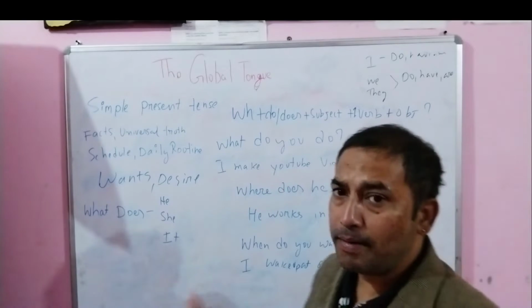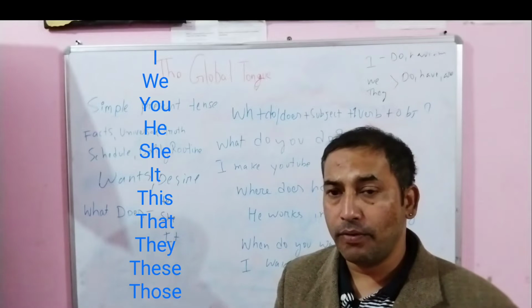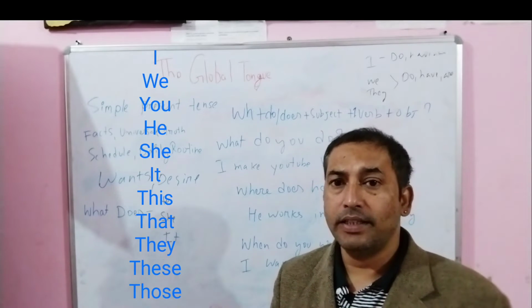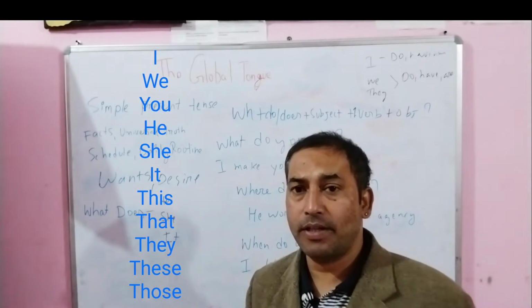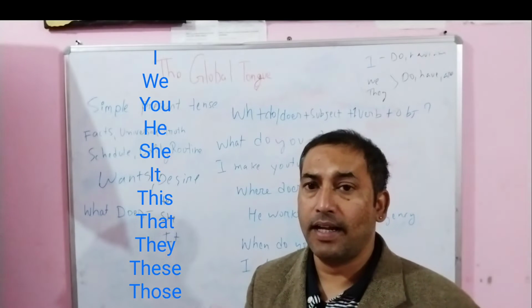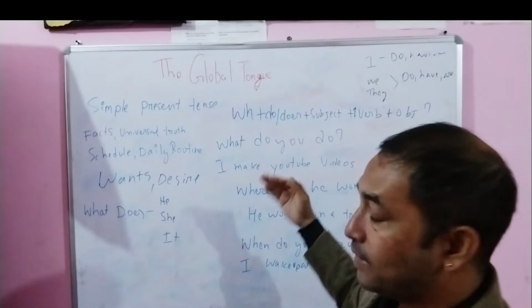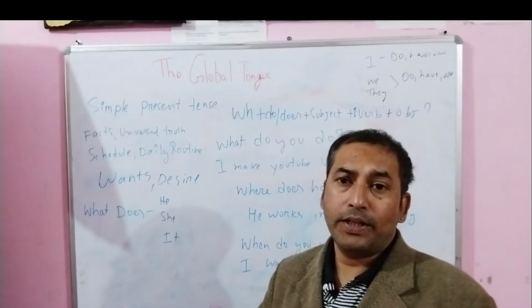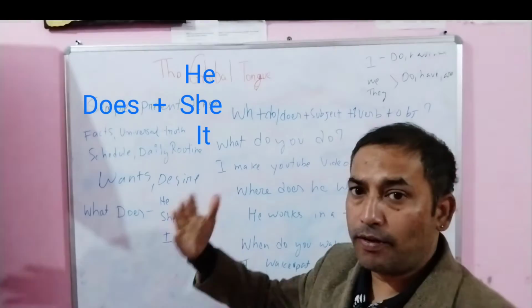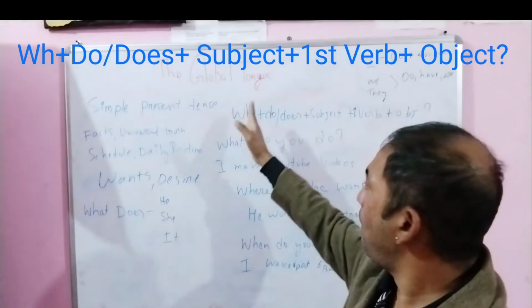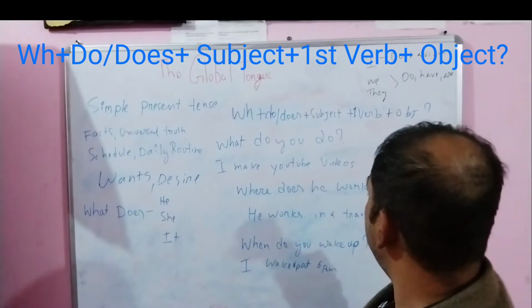If you remember our friends, we have I, we, you, he, she, it, they, then these, those, this and that. Do and does need to be used before our friends. So let me tell you the formula one more time: WH plus do/does plus subject plus first form of verb plus object.